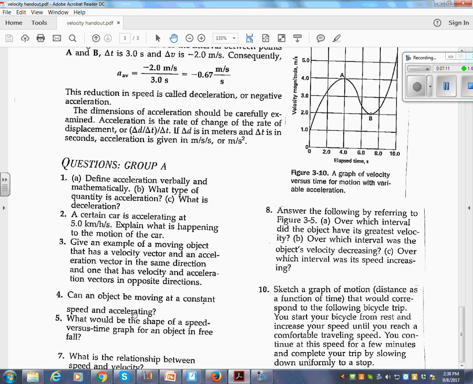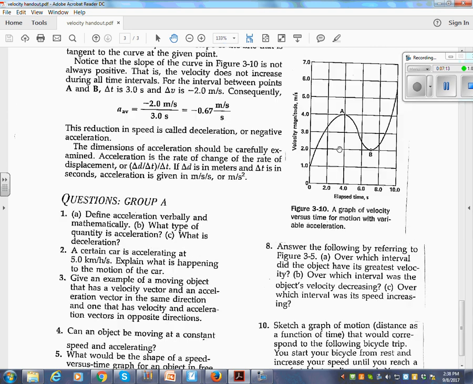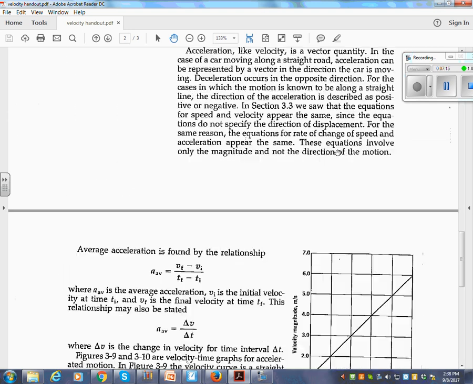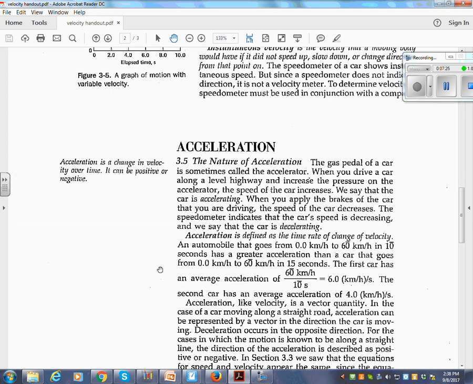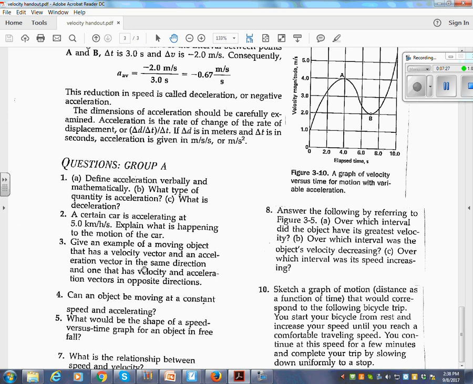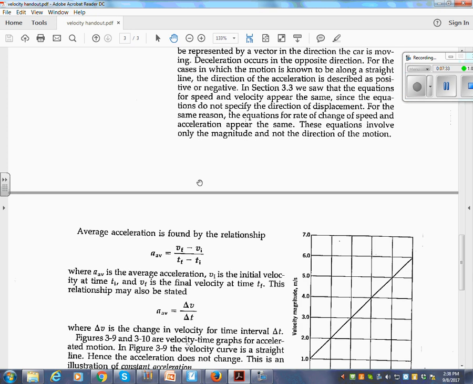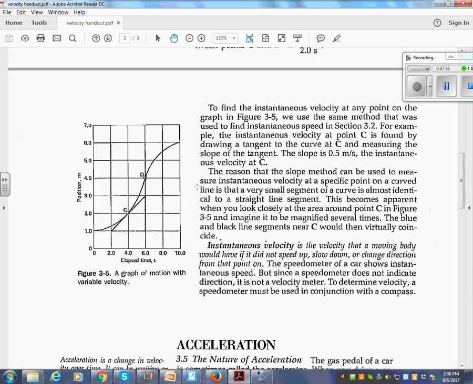Answer the following by referring to figure 3.5. I think it's this one? No, 3.5 is way back here, right? This one here. Let me read the question, then I'll go back to it. Over which interval does the object have its greatest velocity? When does it have its greatest velocity?